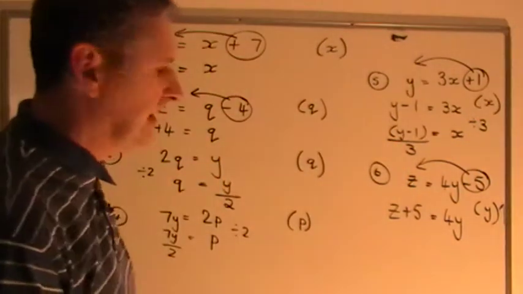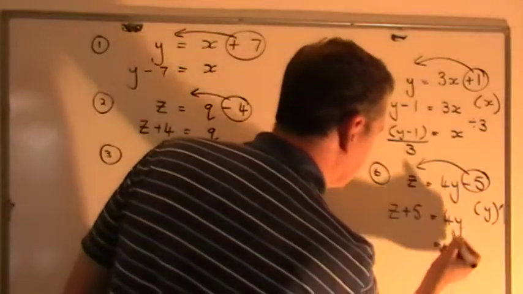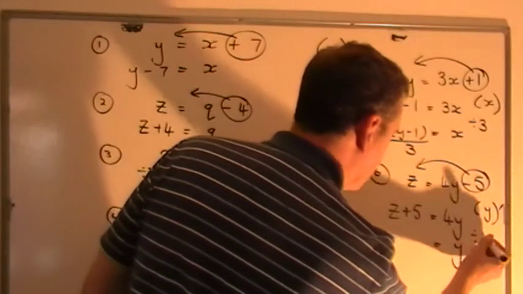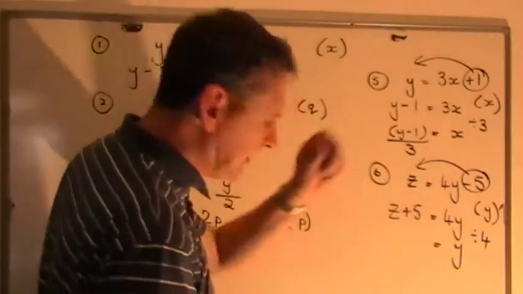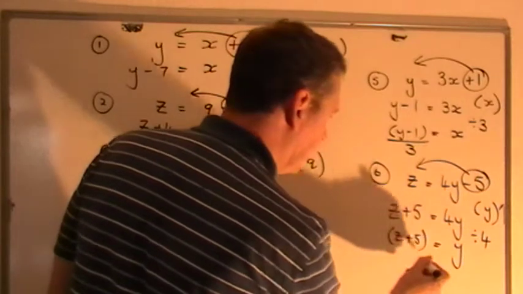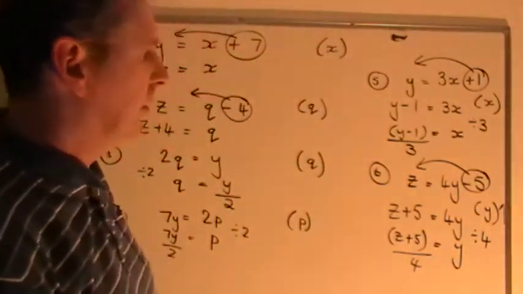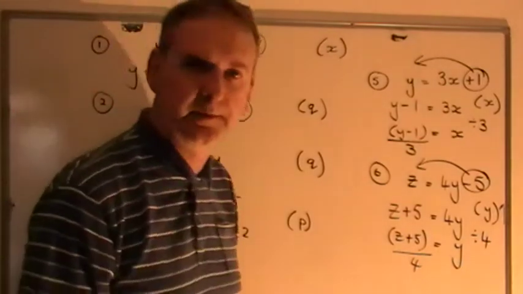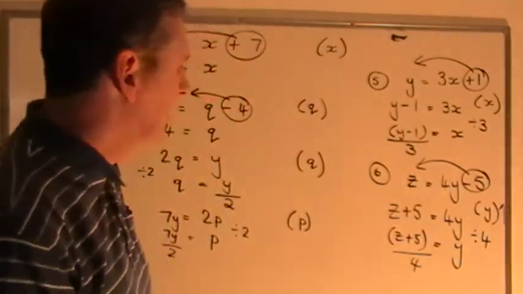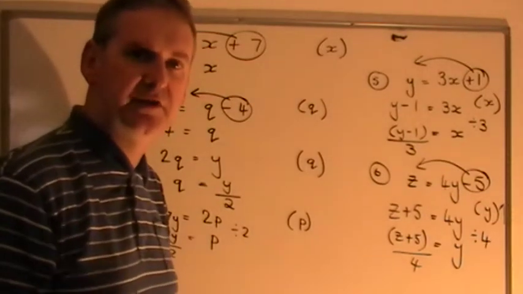So you get z plus 5 equals 4y. But I don't want 4y, I want 1y. So to go from 4y to get 1y, you share by 4. So you have to share the other side by 4. So what I'm going to do is put a big bracket around the whole thing and share the whole lot by 4. And there is your formula for y. And that is perfectly acceptable for your answer for the examiner. So 6 very basic examples of the easiest type of change of subject of formula.